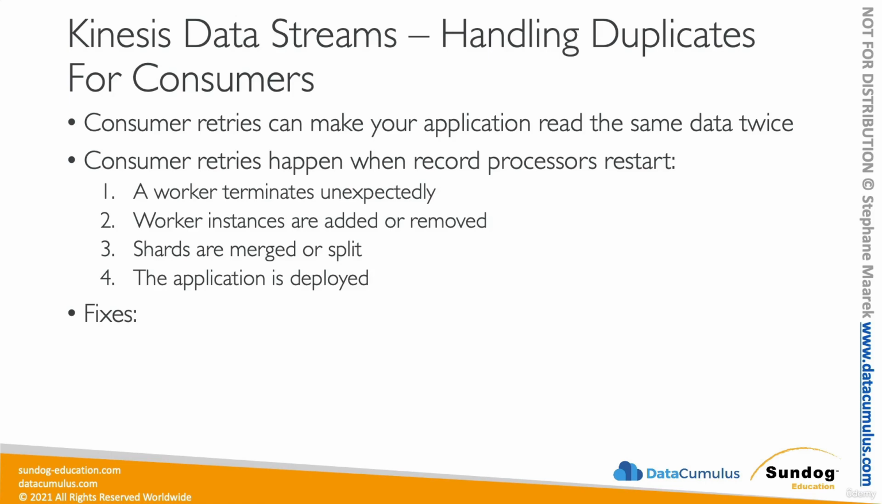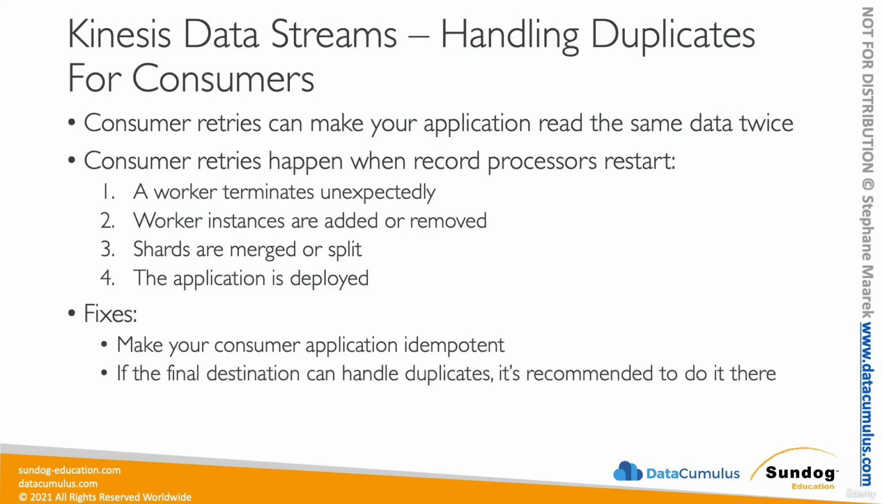So the fix for that is quite difficult, and the documentation is pretty vague about it. But the idea is that you make your consumer application idempotent. That means that if you read the same data twice, then it does not have the same side effects twice. And the other recommendation provided by the documentation in AWS is that if your final destination can handle duplicates, it's recommended to do it there.